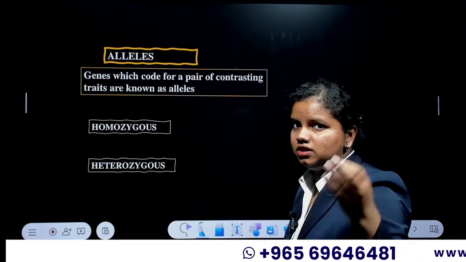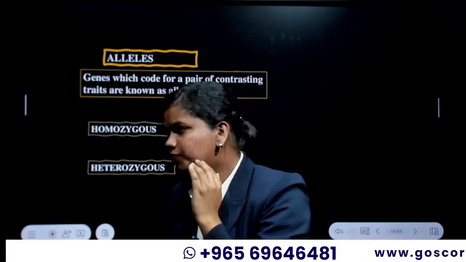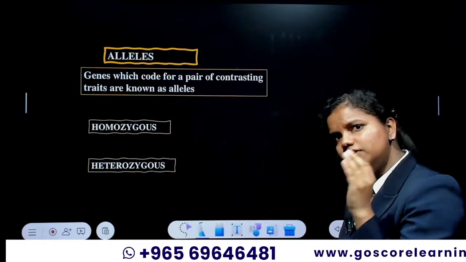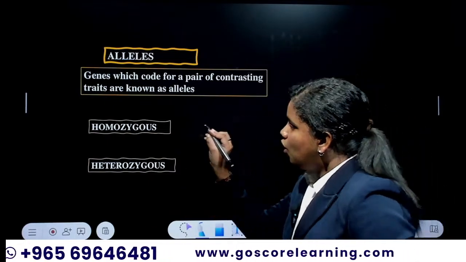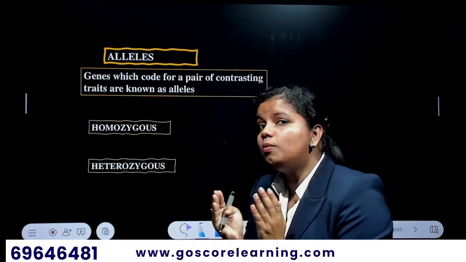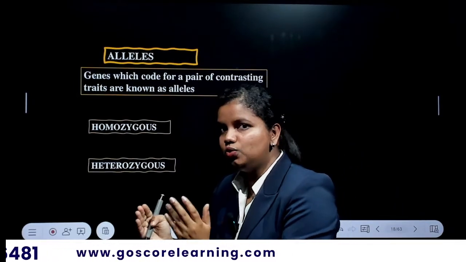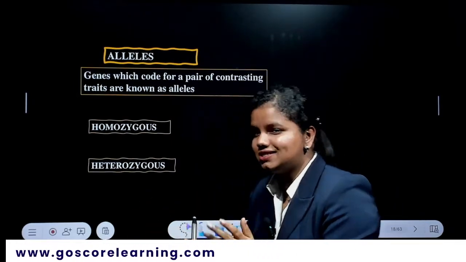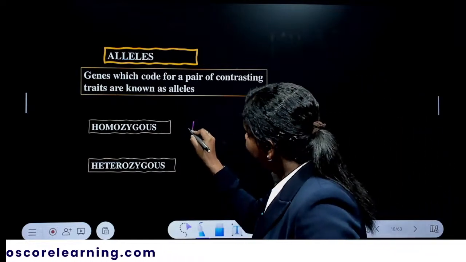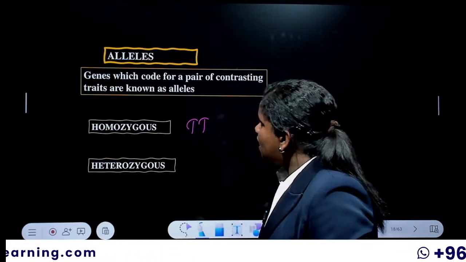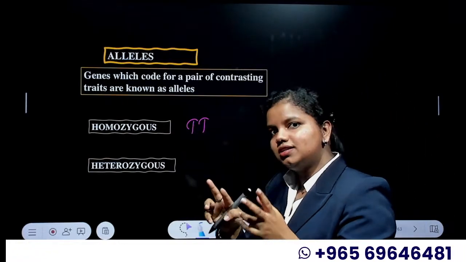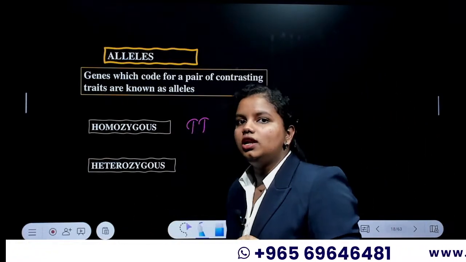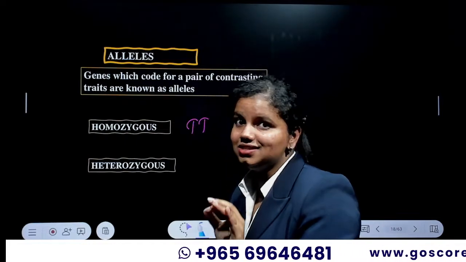I just explained this capital T and small t story. From that itself, you can easily identify what homozygous and heterozygous are. It's simple like that. Let's see. Homozygous. Homo means what? It's the same. So homo means if the alleles are same. If allele 1 and allele 2 are same, then you can call it homozygous alleles.